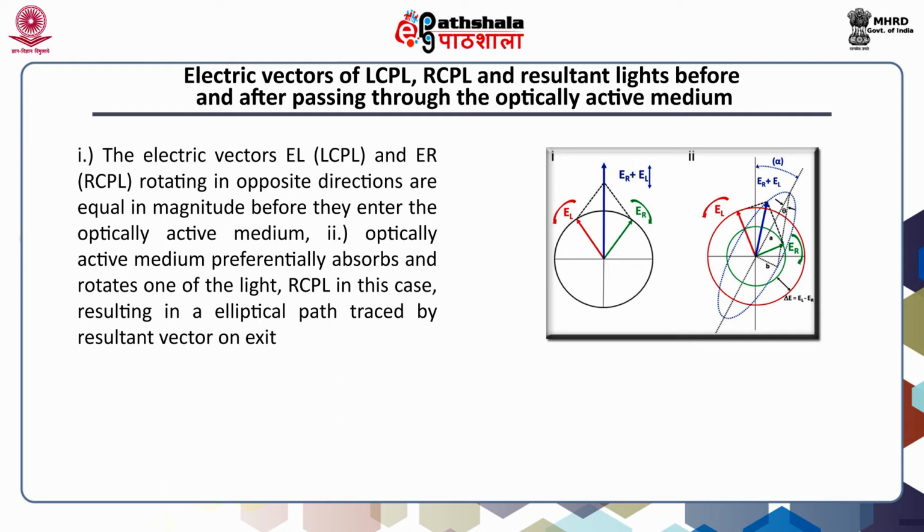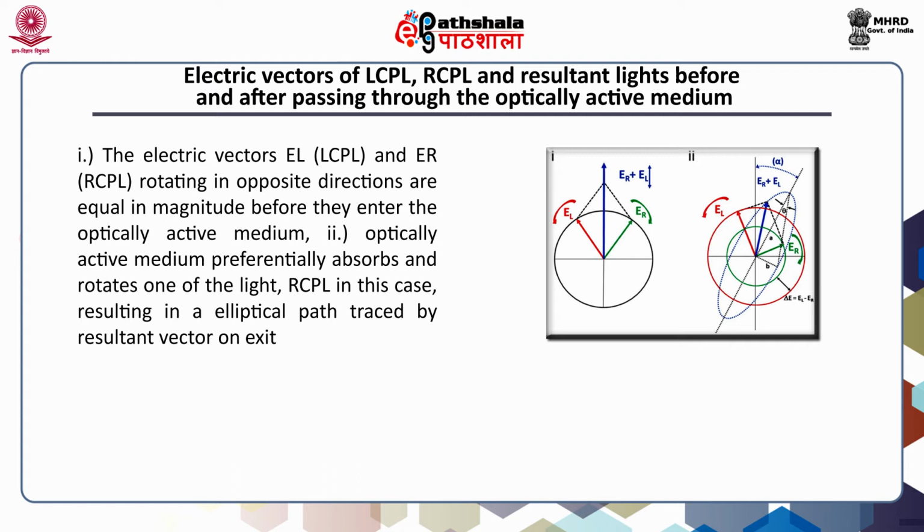Now, see the panel on the right side, which is the scenario after the lights have emerged from the medium. The medium is an optically active medium. Please see that EL, which is the electric vector of LCPL, has not changed, while the magnitude of the ER vector for RCPL has reduced because of absorption by the optically active medium. The electric vectors of both the circularly polarized lights are still circular but vary in amplitude, resulting in an elliptical path traced by the resultant vector.